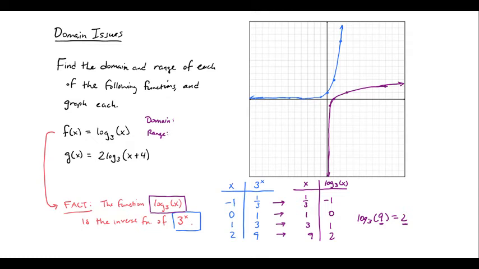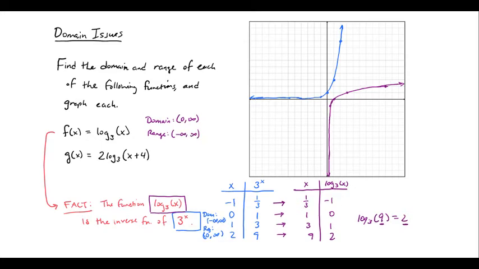For the function 3 to the x, the domain is the set of all real numbers, so the interval from negative infinity to infinity. And the range is the set of numbers from 0 to infinity, not including 0. In other words, only the positive real numbers. For this inverse function, I'm going to switch those. The domain is going to be the set of all positive real numbers, and the range is the set of all real numbers.